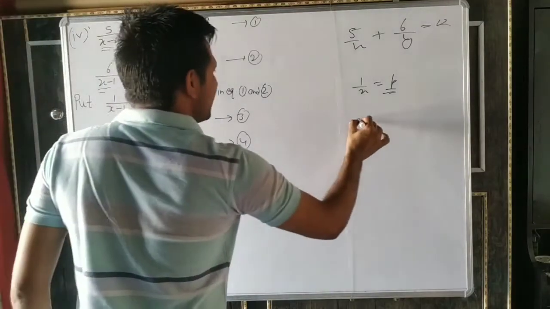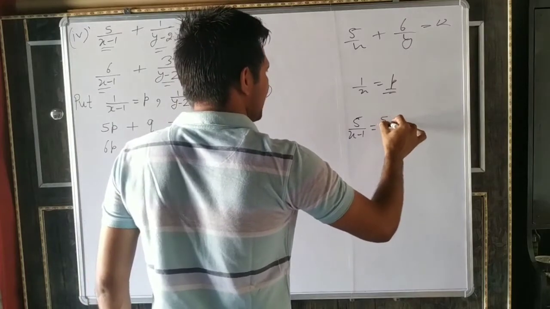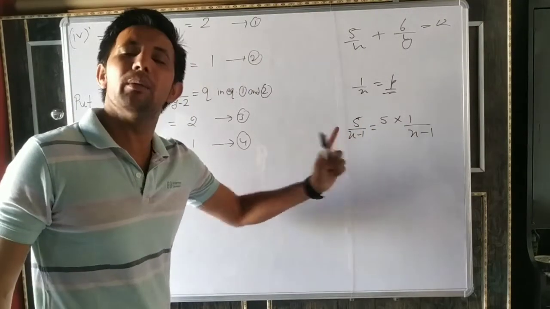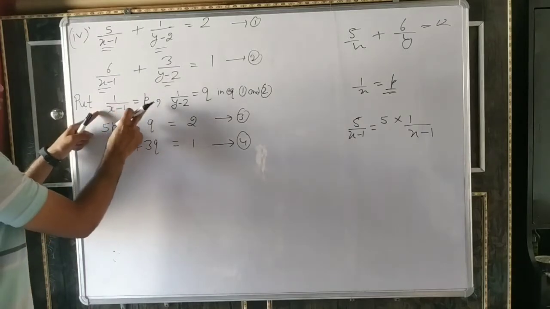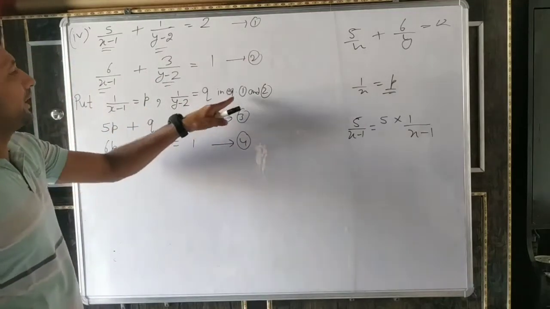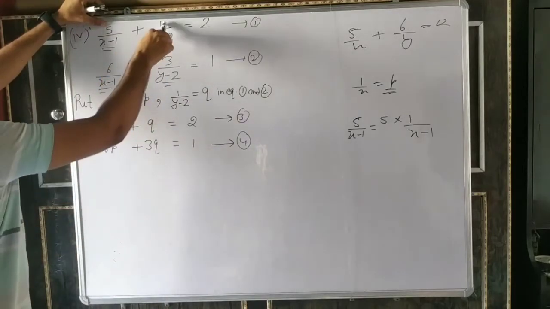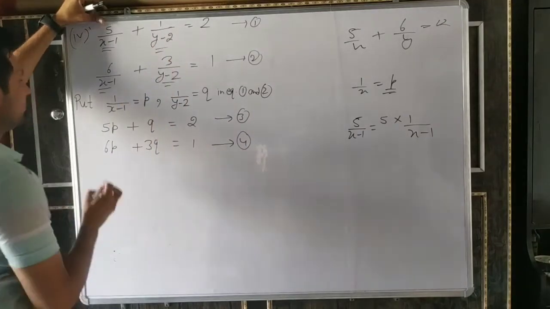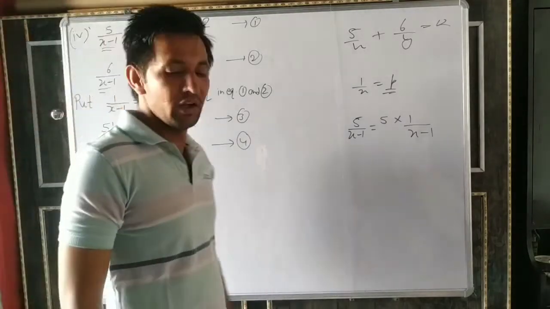So what is the meaning of 5 upon x minus 1? Can you write 5 multiply 1 divided by x minus 1? Yes, 5 into 1, 5 divided by x minus 1. So we write 1 upon x minus 1 equal to p and 1 upon y minus 2 equal to q. Put in equations 1 and 2. So it becomes 5p plus q equal to 2, and 6p plus 3q equal to 1. So these are equations 3 and 4.